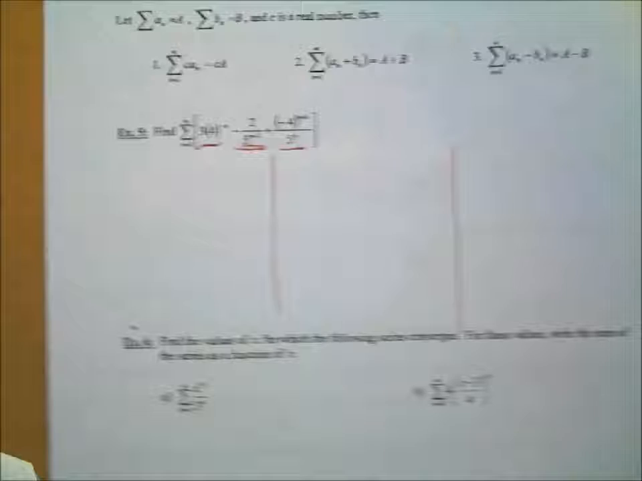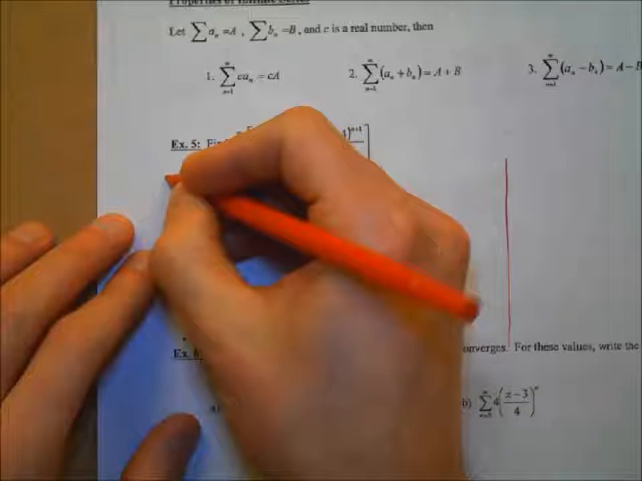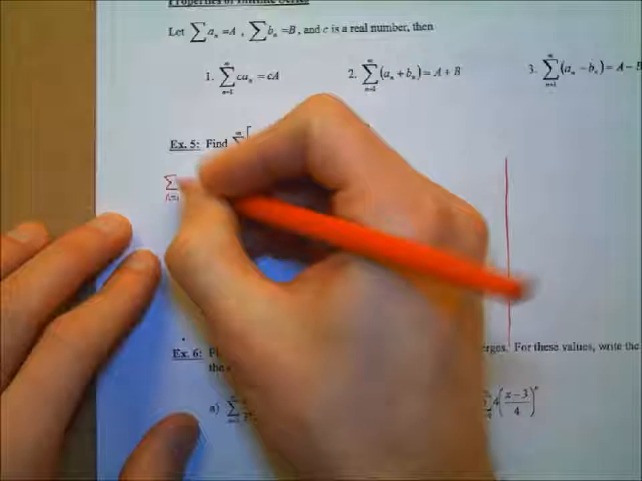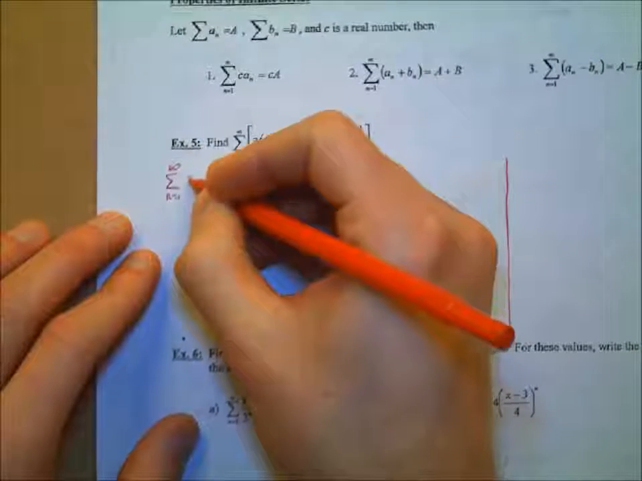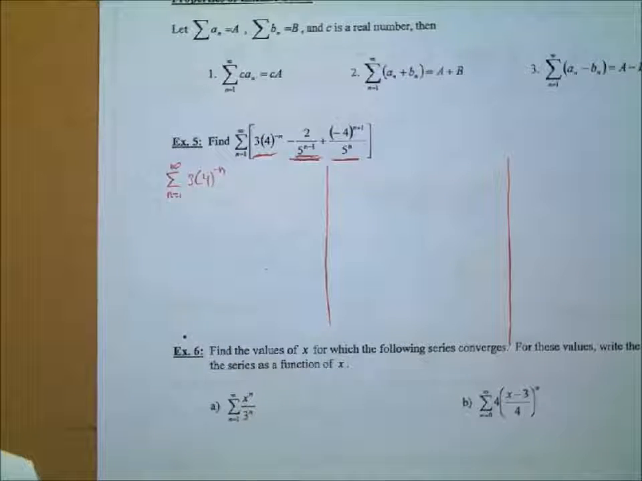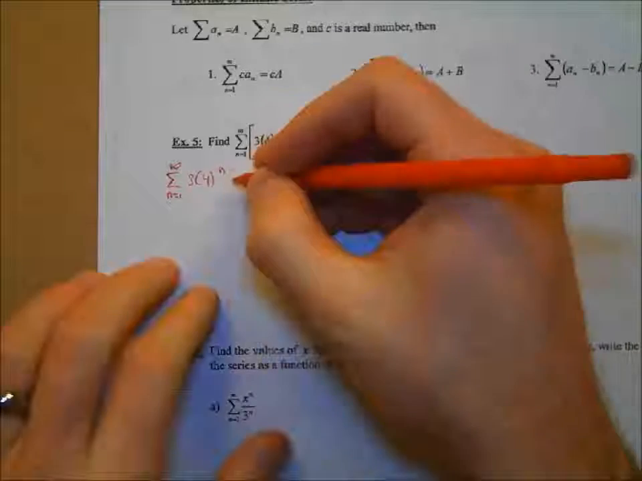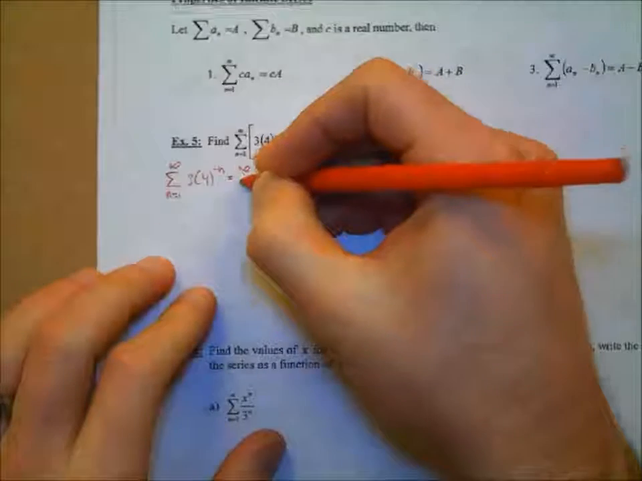I'll zoom in some. All right. So we're just going to define the sum from n equals 1 to infinity of 3 times 4 to the negative n. So what kind of series does this look like it might be? It looks like it might be geometric. But what's our common ratio going to be here? 1/4.